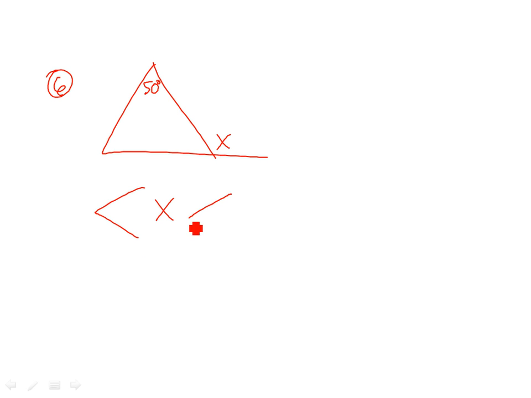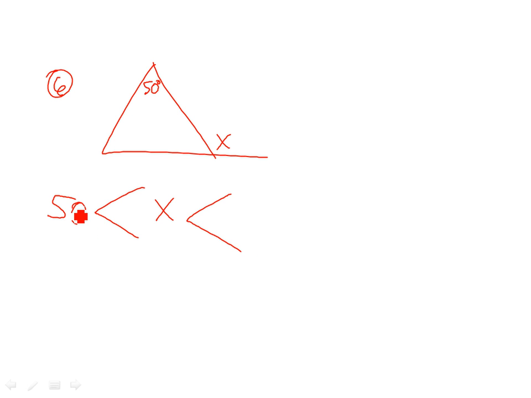Number 6 on the first page. Write a compound inequality. Triangle looks like this. 50 degrees. This is x. So we want to know x is between what and what? The theorem that we had said that this exterior angle has to be bigger than either one of the two remote interior angles, right? Well, we know one of them, so we know x has to be bigger than what?